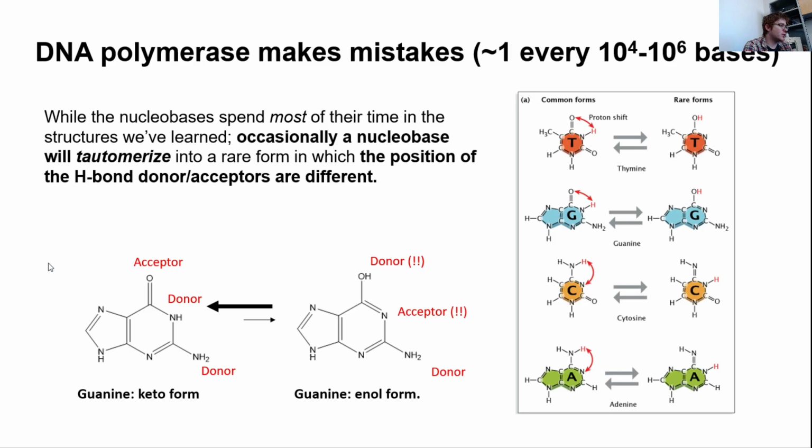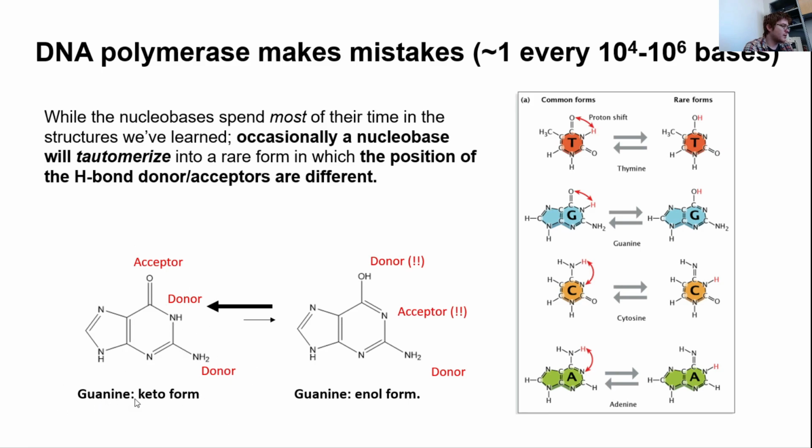And so to show you what I'm talking about here, if we look at this guanine in the classic way in which you've learned to draw it, we've got this carbonyl group here that's an acceptor. We've got this NH, which is functioning as a donor, and we've got this amine here, which is a donor.